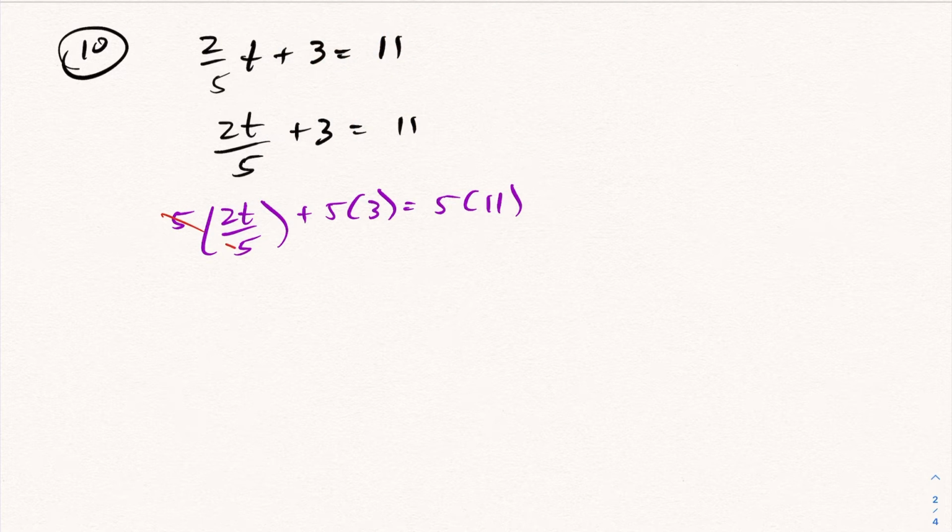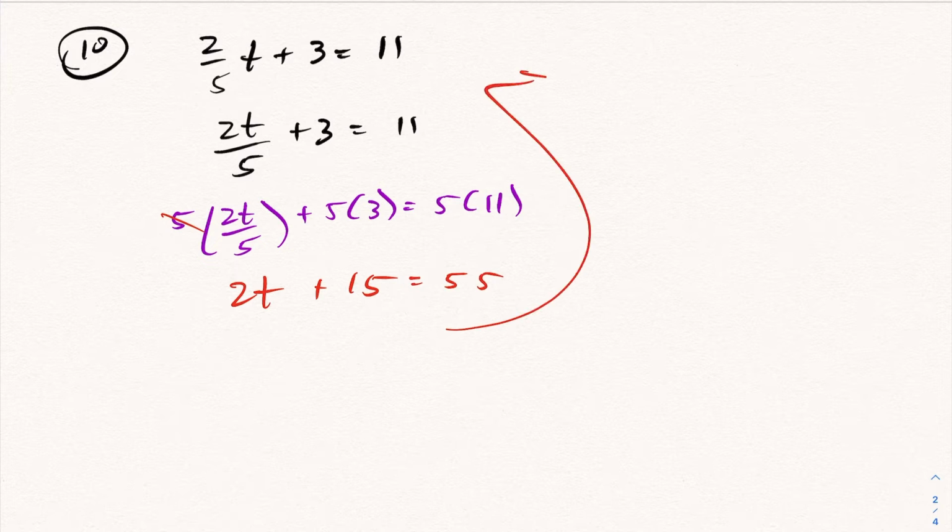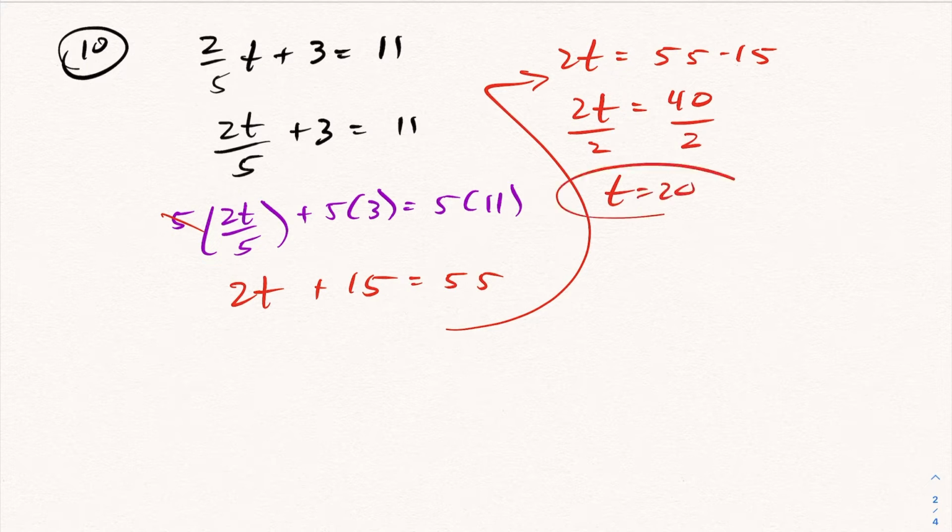Now, because of that, these will cancel. I'll end up getting 2t plus 15 is 55. Now it's a basic question. I can go ahead and subtract 15 on both sides, and you get 2t equals 40. Again, the operation between the t and the 2 is multiplication, and you get t is 20.